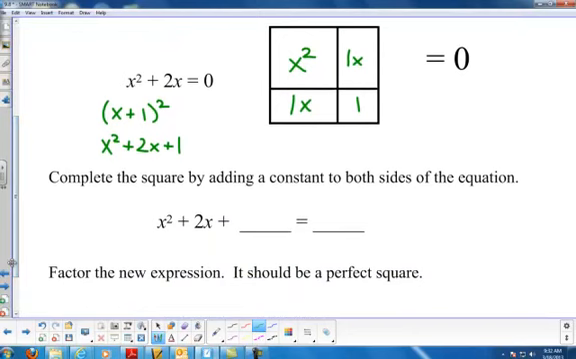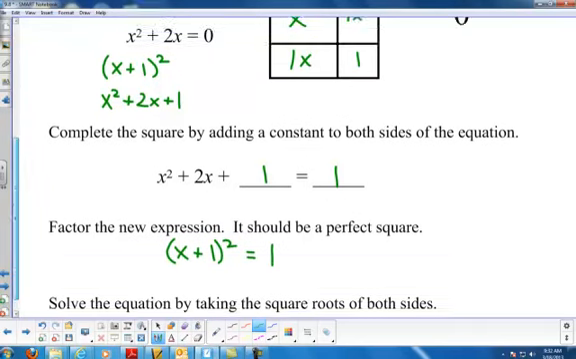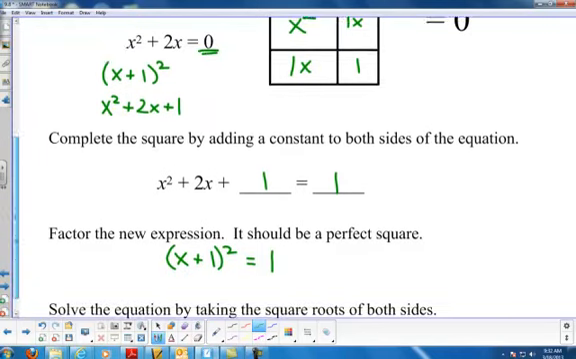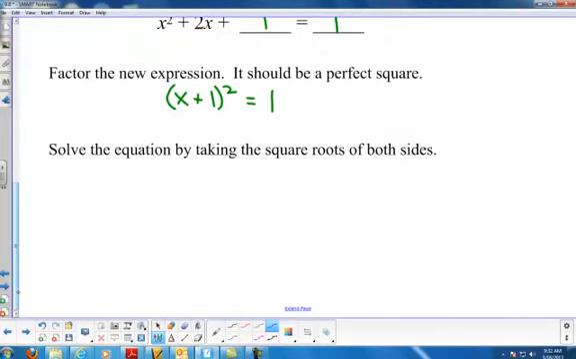So we're going to add a 1 to both sides, because we have to keep the balance. So we have x plus 1 squared equals 1. It was initially equal to 0. And then we're going to solve by square rooting both sides. So x plus 1 is going to equal positive or negative 1.